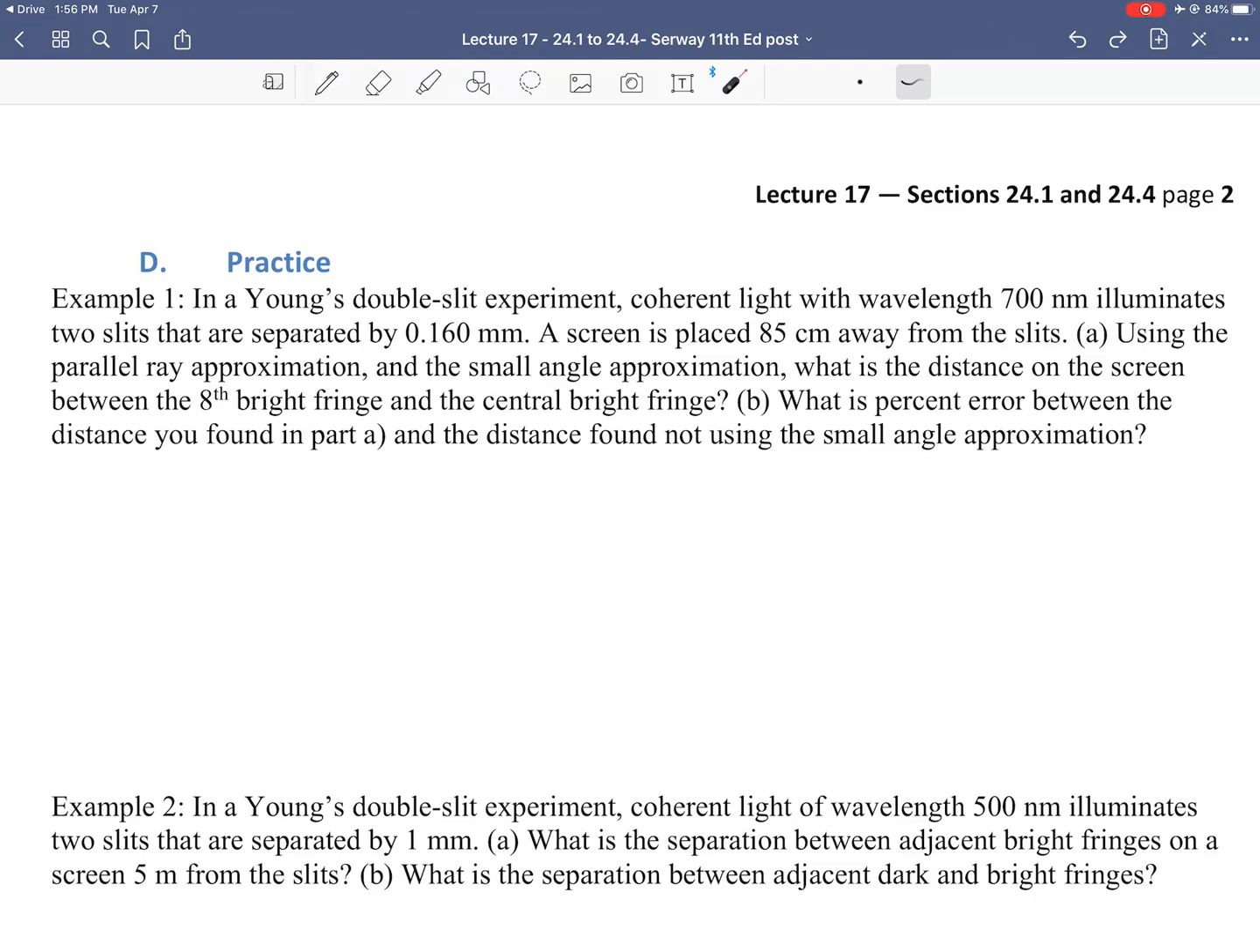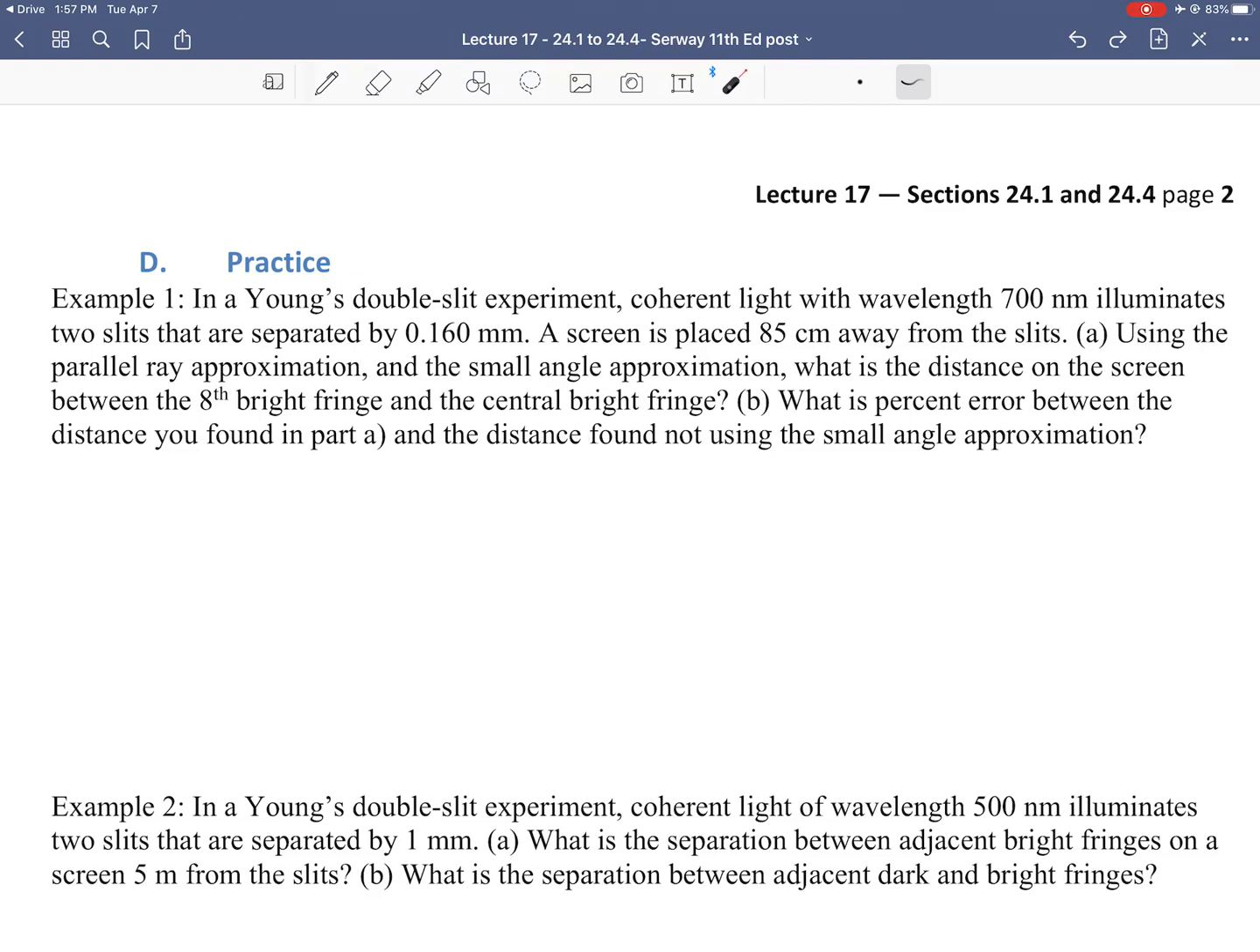Coherent light with a wavelength of 700 nanometers illuminates two slits that are separated by 0.16 millimeters. Okay, so that's telling us that d, the slit spacing, is 0.16 millimeters. A screen is placed 85 centimeters away from the slits, and using the parallel ray approximation and the small angle approximation, I won't state that every time, I'm just reminding us that is our baseline assumption. What is the distance on the screen between the 8th bright fringe and the central bright fringe?